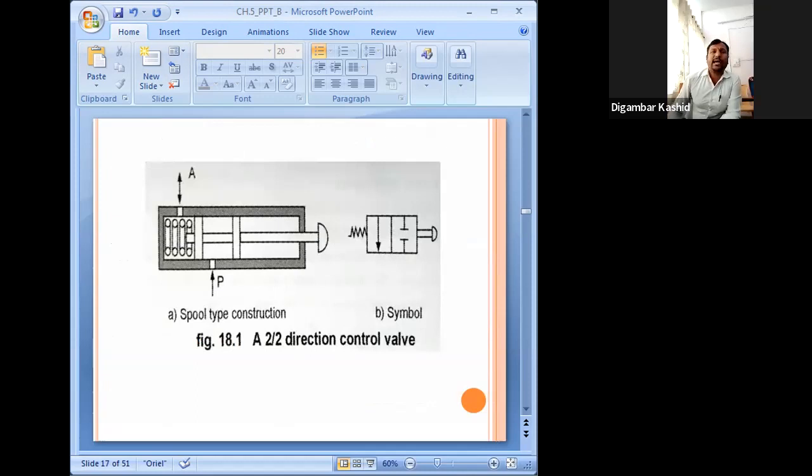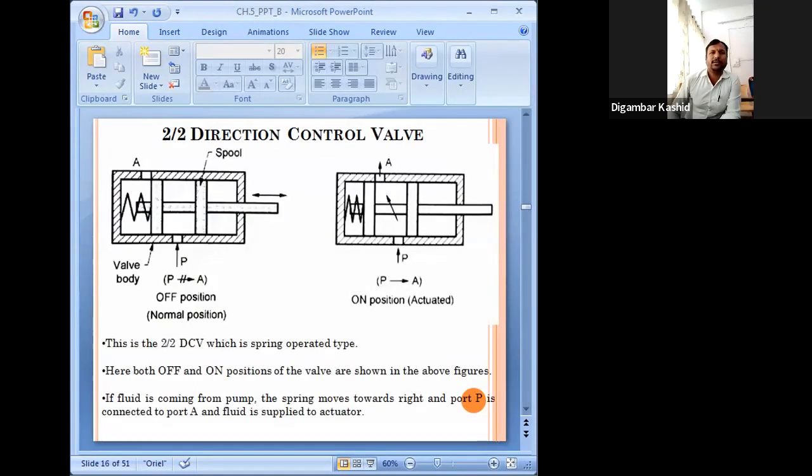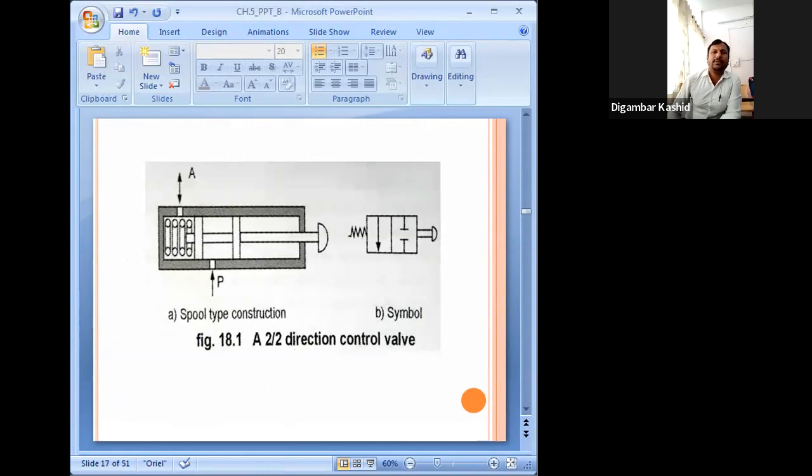This is spool type, spring operated. This is spool type 2x2, and this is the standard symbol. Here a push button is there, so it is push button operated. Spool type 2x2, because here a spool is used. Please remember this is the standard symbol of a 2x2 direction control, but it is a spool type, push operated and spring returned. Due to that, the standard symbol is like this.